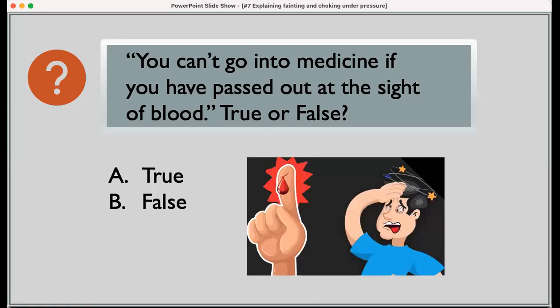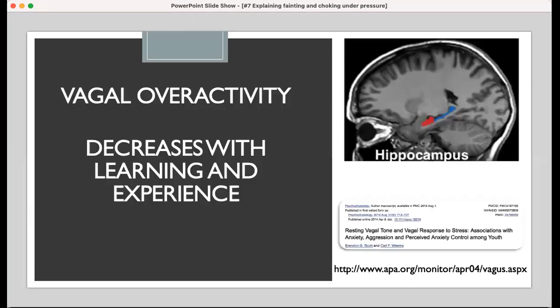So the next question, true or false? You can't go into medicine if you have passed out at the sight of blood. Is that true or false? And I hope you'll answer that that's false. Vagal overactivity, as I mentioned, decreases with learning experience. Here's an article that talks about how the vagus nerve changes with age.